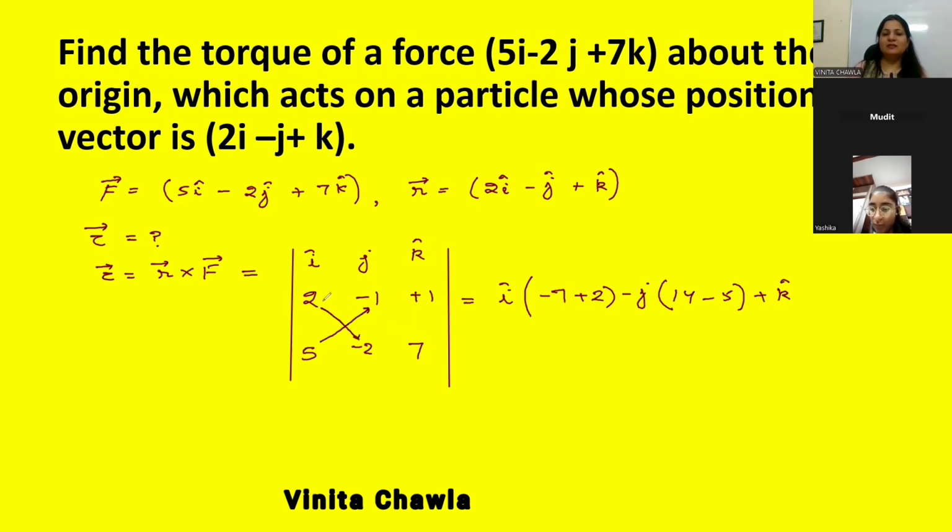Again, we'll cross multiply these numbers this time. So we have -4, and he'll put a negative sign, minus minus plus, 5 1s are 5. This is how we do. So your answer is -5 i cap. 14 minus 5 is 9. -9 j cap. And this is +1 k cap.